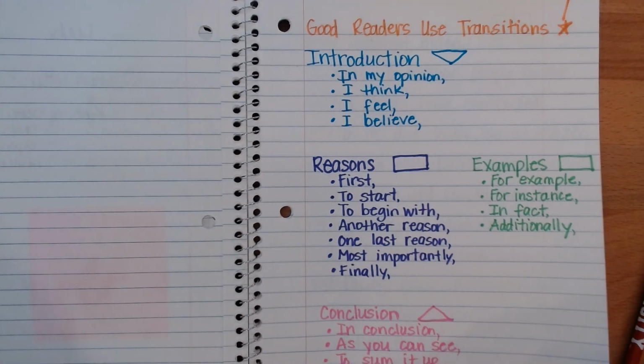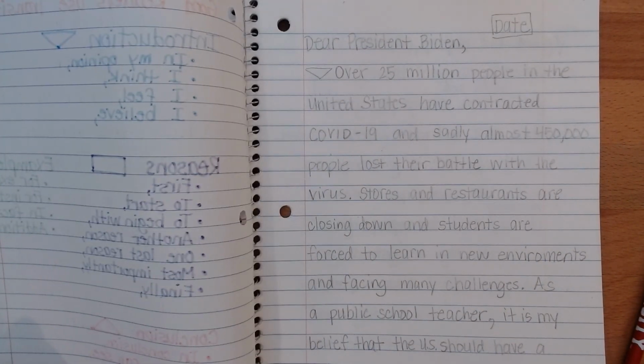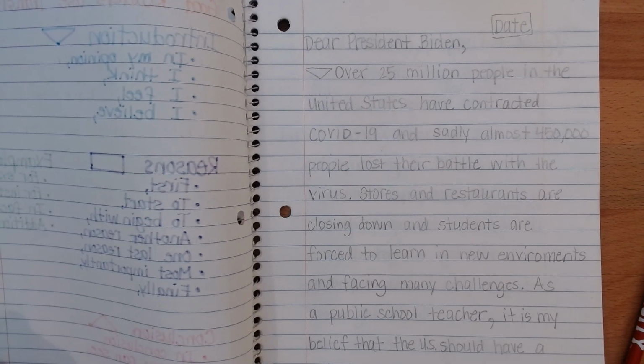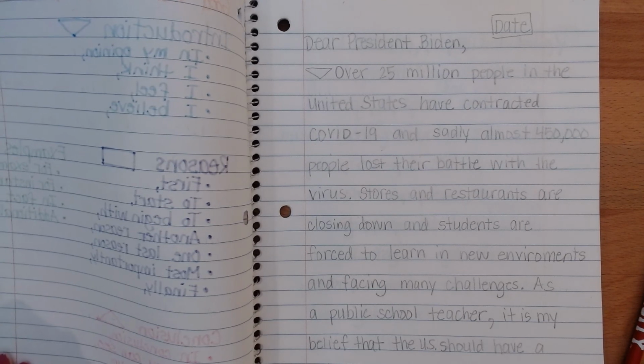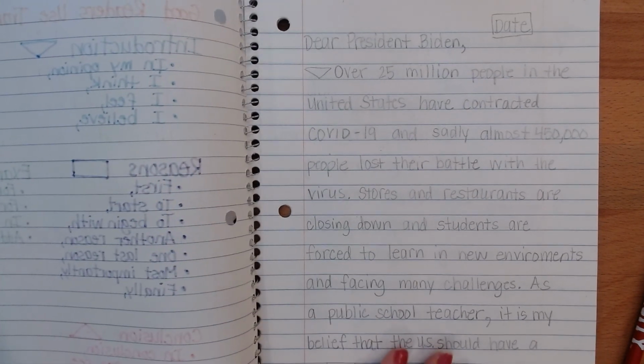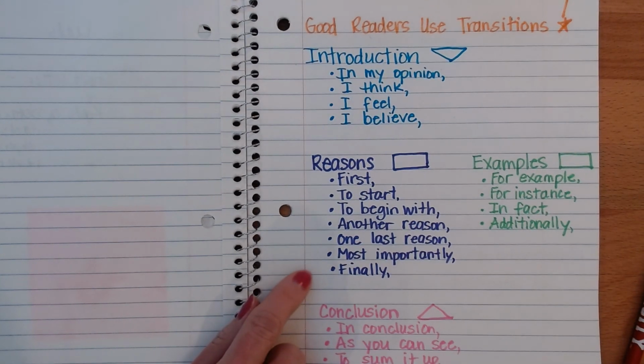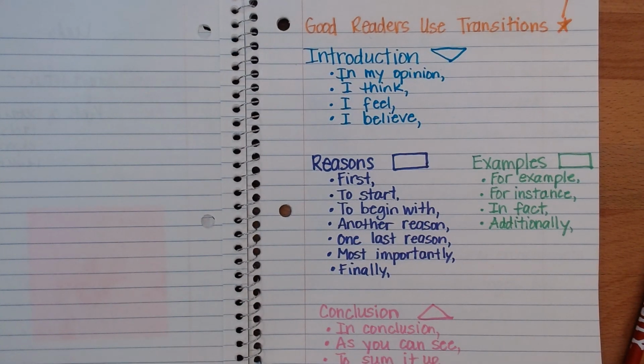So after you do that, if you're ready to get started on your sloppy copy, right, go for it. Give it a shot. Remember to skip lines. You don't have to send a picture of your sloppy copy yet, but you do have to send a picture of how good readers use transitions.